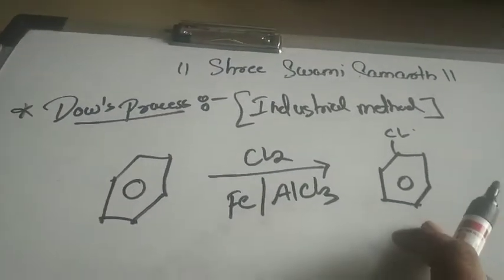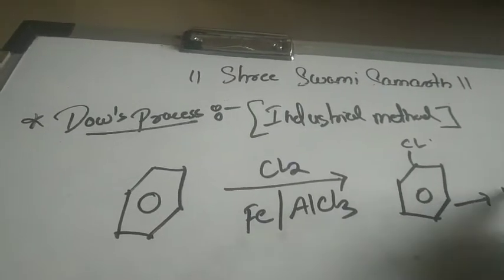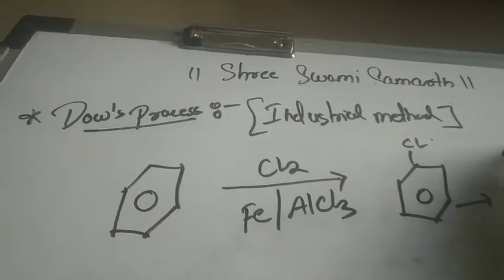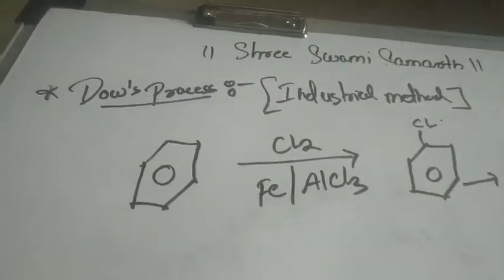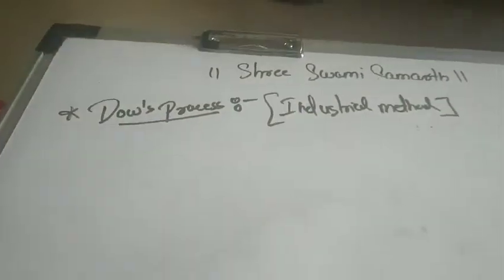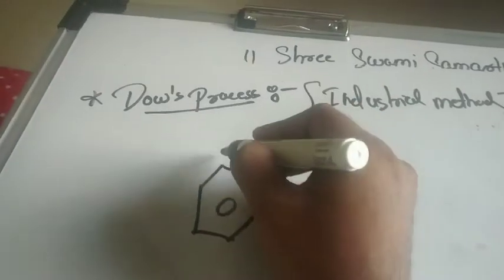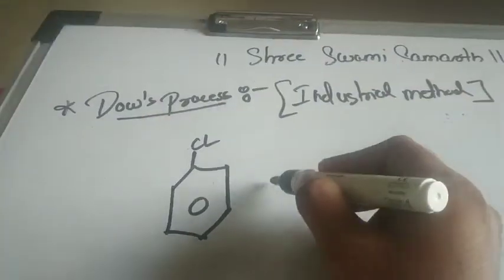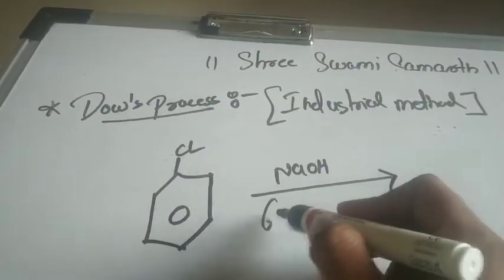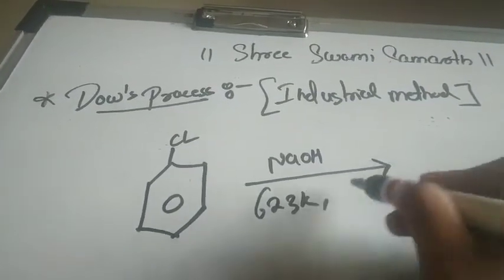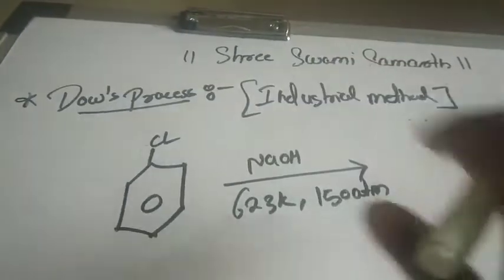We need to prepare the phenol from the chlorobenzene, right? इससे हमको phenol बनाना है, ये वाला compound, right? So this is the conversion. From this we need to convert it into this. So how will the reaction take place? Let's quickly see the reaction. So here, step number 1, we are going to take the chlorobenzene and treat it with NaOH at 623 Kelvin, 150 atmospheric pressure. As I told you, this is the condition of the reaction.